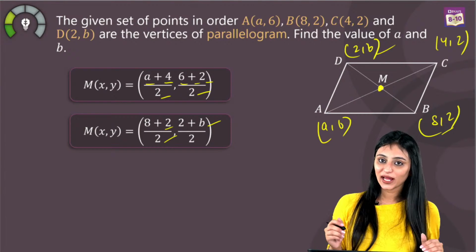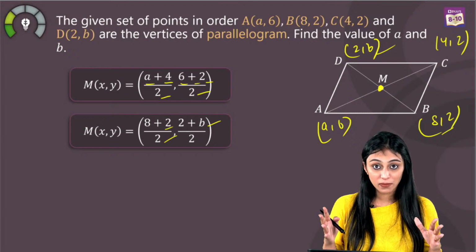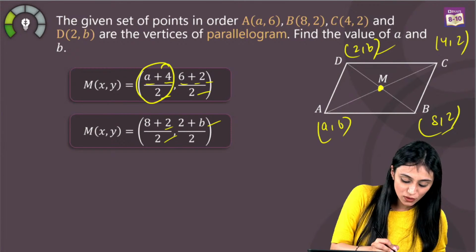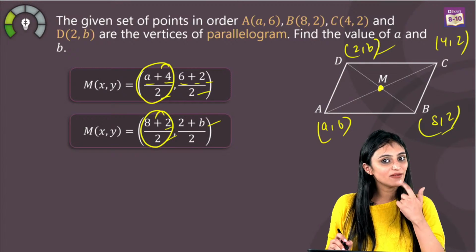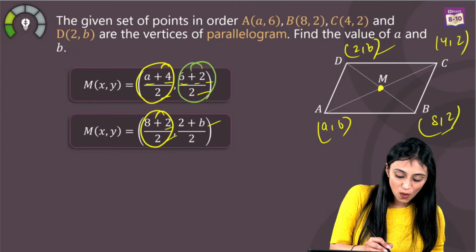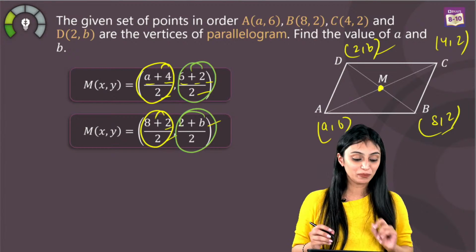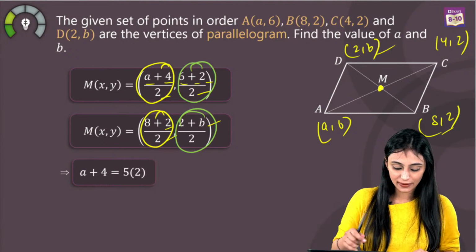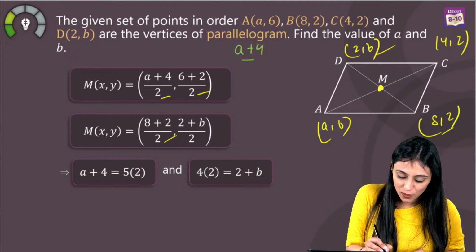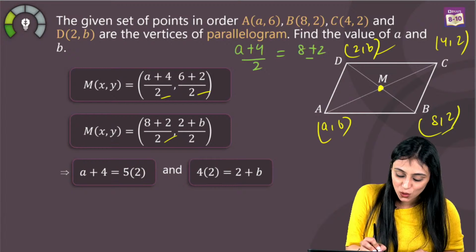All right. Now what I'll do is, since they have a common midpoint, which is M, I'll equate the x coordinates over here to get the value of A. Similarly, I will be equating the y coordinate over here to get the value of B. So once you equate that, let me show that to you. So once I equate it, (A plus 4) by 2 is equal to (8 plus 2) by 2.